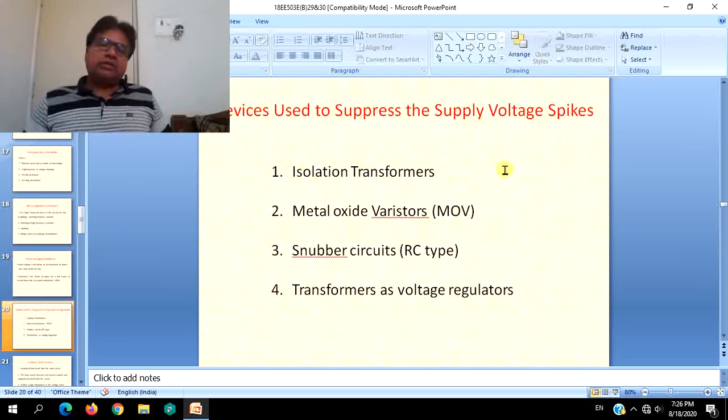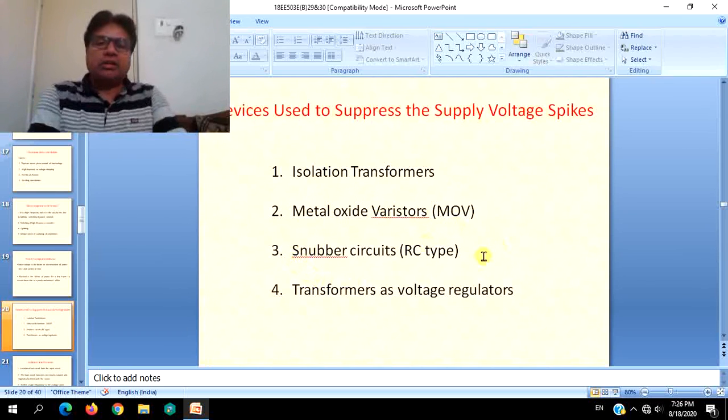First are isolation transformers, which will provide some sort of isolation between the actual equipment on which we are operating and the supply source. Metal oxide varistors, where a variable resistor is designed and operated to have resistance depending on the applied voltage across its terminals. We will be discussing that, and it is made up of a metal oxide, mostly zinc oxide.